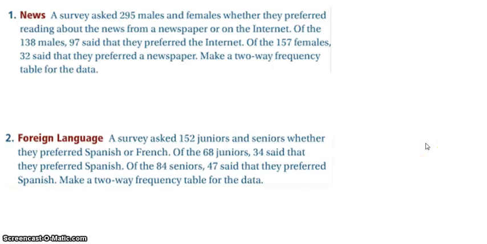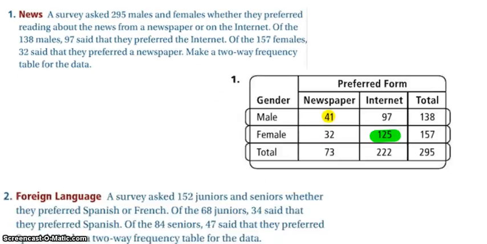Try to do the same thing here with numbers 1 and 2 by creating two-way frequency tables for both of them. Number 1, I've gone ahead and highlighted the values that we had to find on our own, just in case you're having any issues with that. So of the 138 males, 97 said they preferred the internet. So we find the difference between that to be 41 to have their preference be the newspaper.